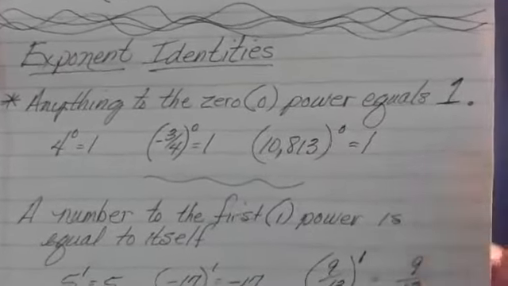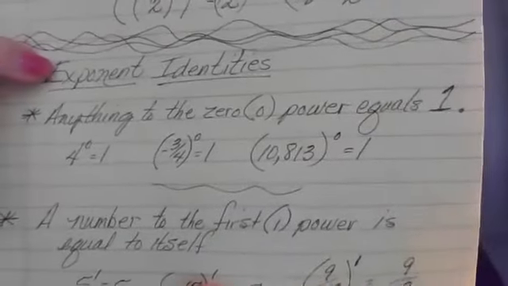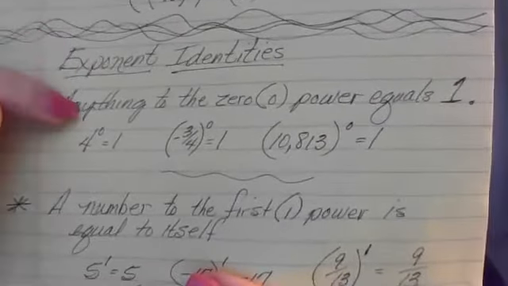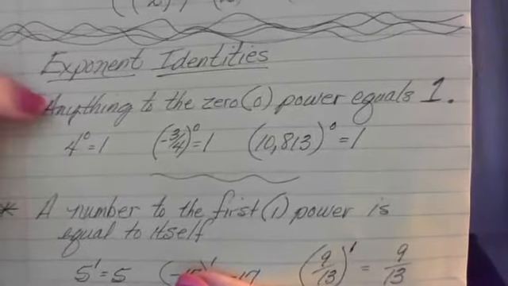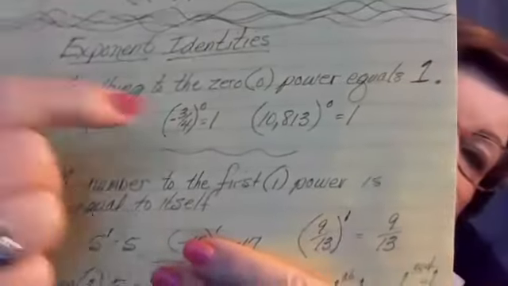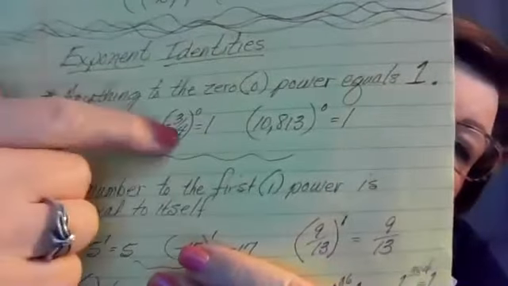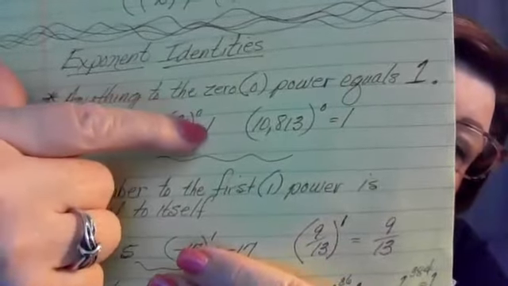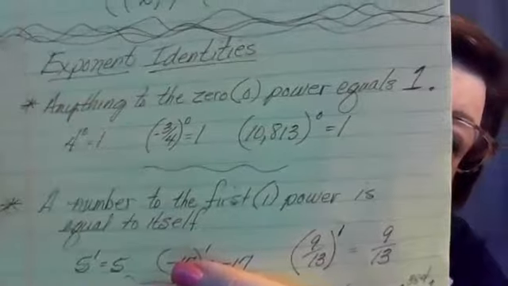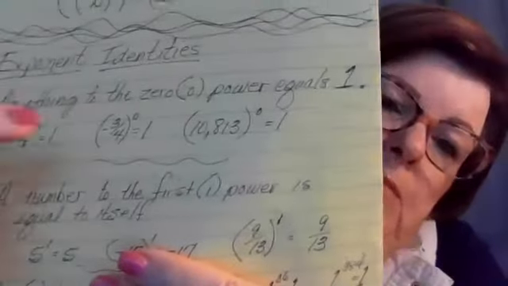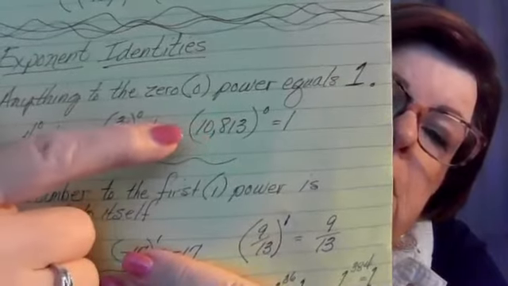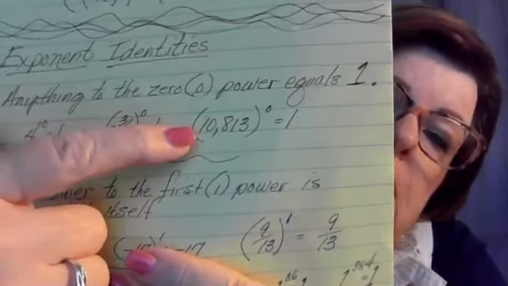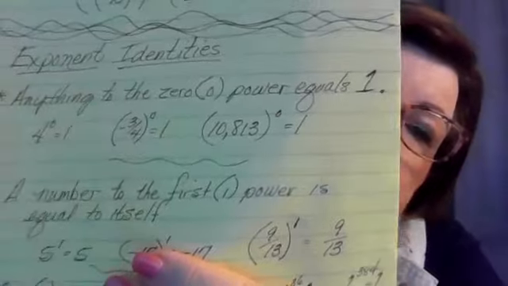Here are some exponent identities right here. So this is one thing you need to keep in mind here, that anything to the 0 power, anything that has an exponent of 0 will come out to be 1. You're welcome to prove that on your calculator, but anything you take to the 0 power will be 1.